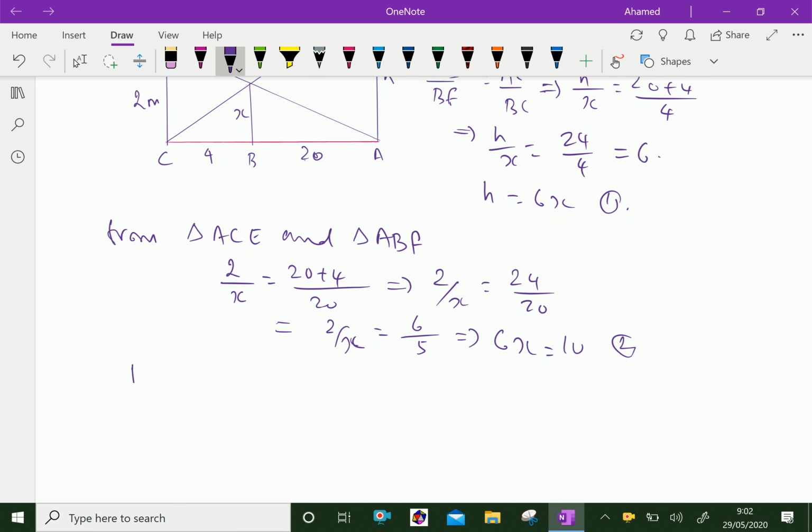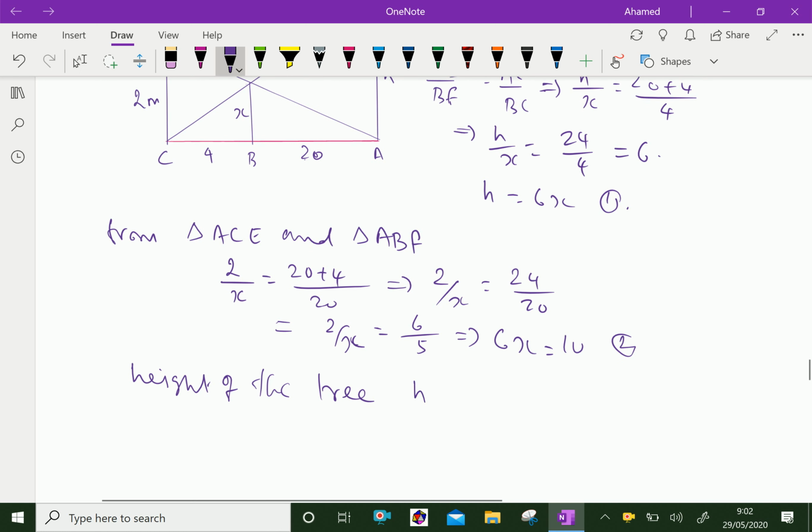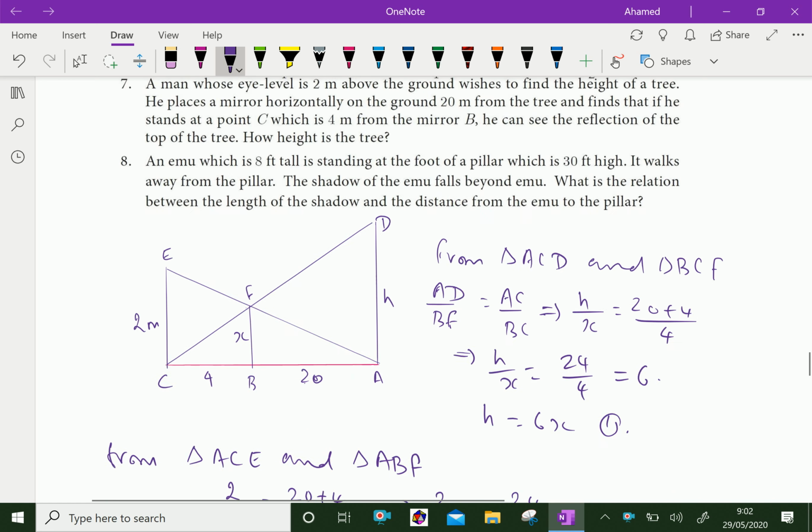Therefore, height of the tree equal h. Already h is 6x from equation 1, and from 2, 6x equal to 10. Therefore we can write h equal to 10 meter. Height of the tree is 10 meter. Next question.